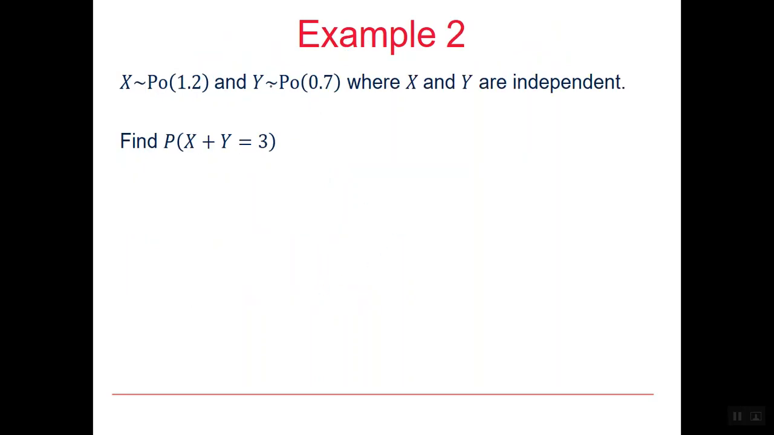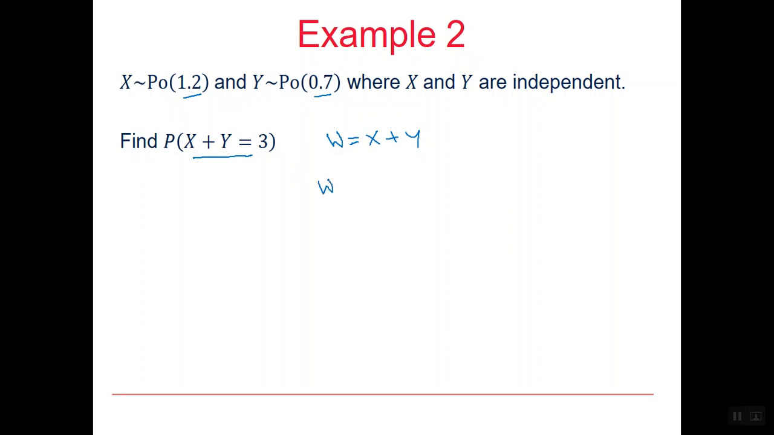Okay, so let's look at an example about this then. Say for example, again, this was cars and vans, and we had the parameter 1.2 for cars and 0.7 for vans. And we wanted to find out what's the probability that exactly 3 pass in 5 minutes. This is what this could mean. So we would define a third variable, which would be x plus y. Okay, so this is the number of cars and vans together.